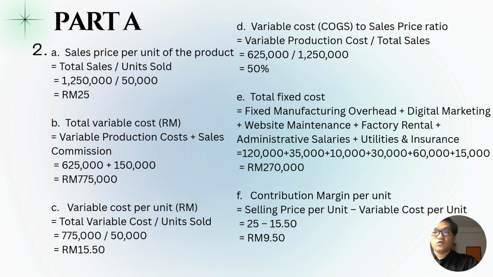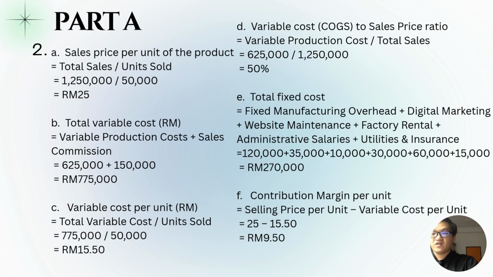D. The variable cost COGS to sales price ratio equals the variable production cost divided by the total sales, which is 625,000 divided by 1,250,000, and we get 50%. E. The total fixed cost equals the fixed manufacturing overhead plus digital marketing plus website maintenance plus factory rental plus administrative salary plus utility and insurance, which is 120,000 plus 35,000 plus 10,000 plus 30,000 plus 60,000 plus 50,000, and we will get 270,000 ringgit.